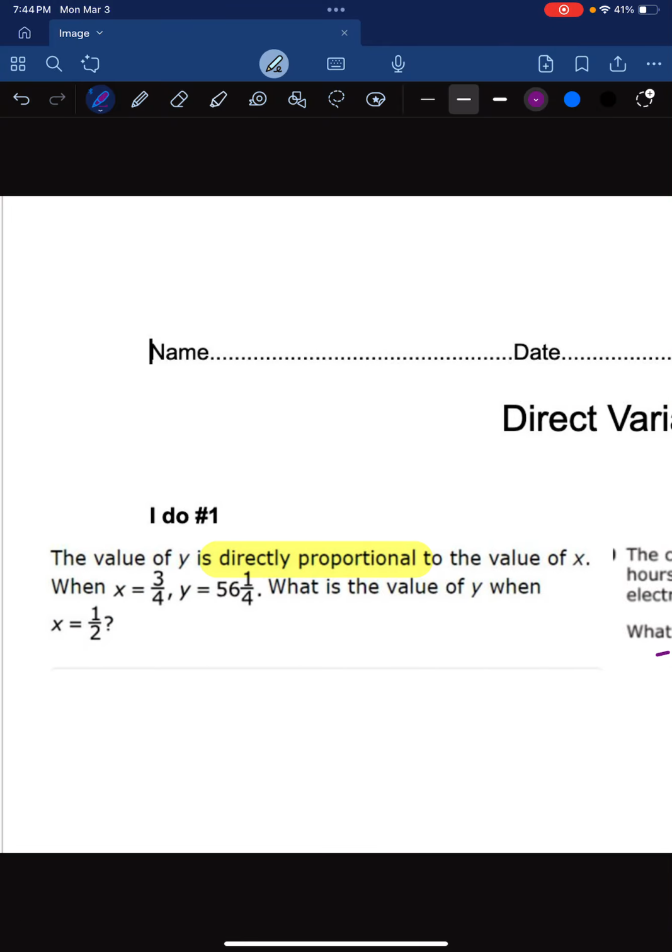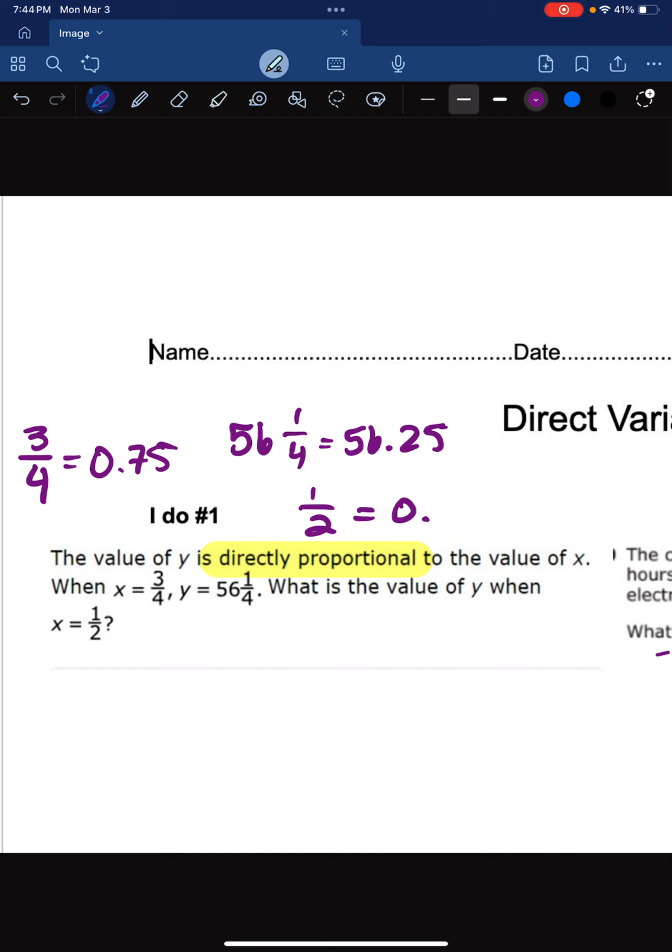Okay, so I do notice here that I have a lot of fractions. The first thing I want to do when I see a lot of fractions is to convert those fractions into decimals. So here I know that 3/4 is equal to 0.75. 56 1/4 is equal to 56.25. And 1/2 is equal to 0.5. Now, if you don't know these fractions off the top of your head, that's perfectly fine. You can use Desmos to find your decimals.